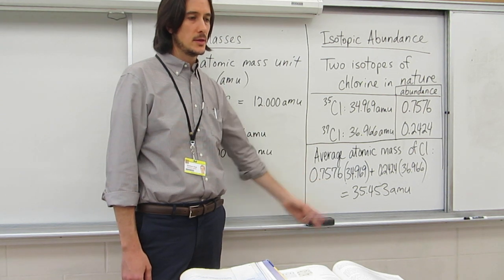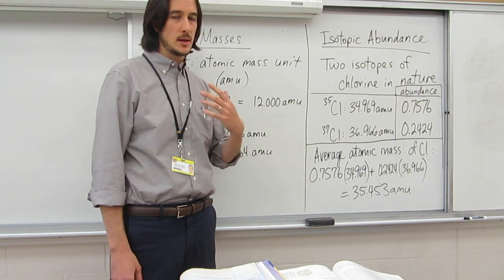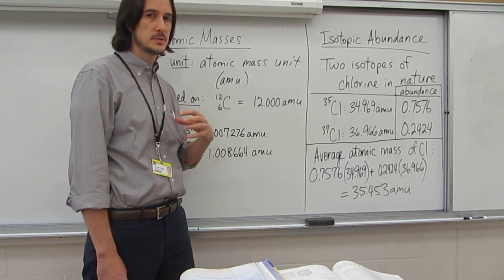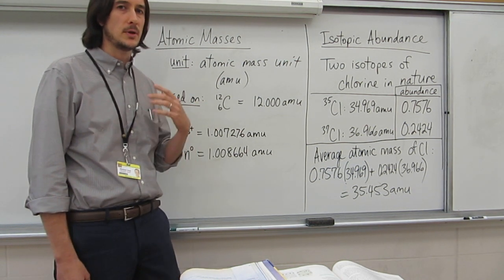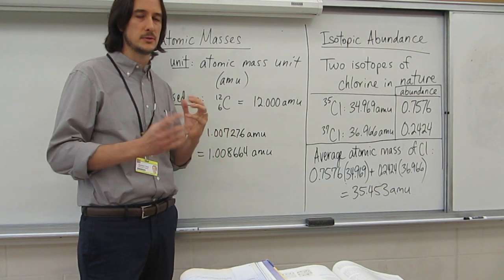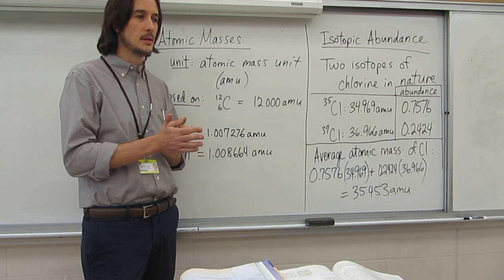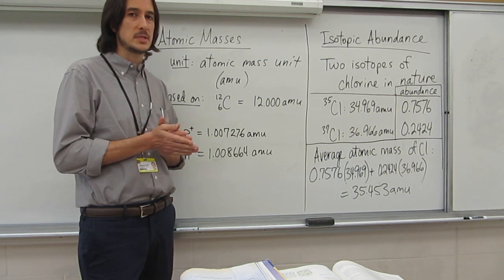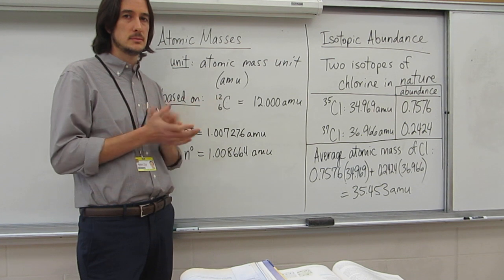Just to point out, regarding the masses that you see on the periodic table, not every element comes in more than one isotope. There are some elements that only have one isotope. You could say monoisotopic. Fluorine is one. Gold is another one. Oftentimes they are odd-numbered elements.